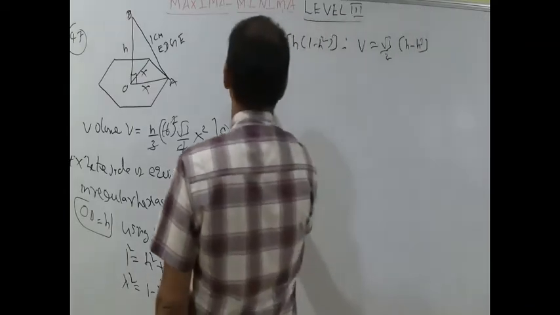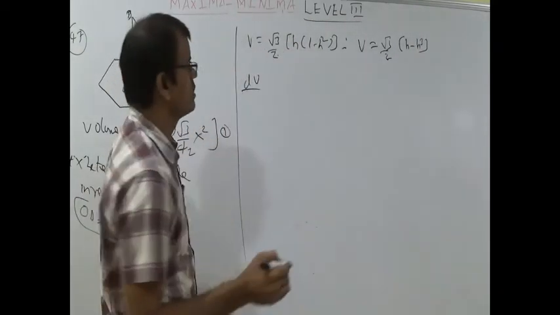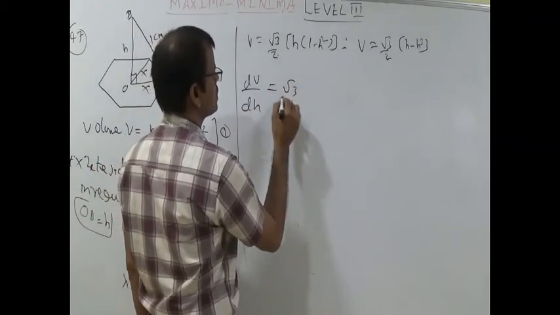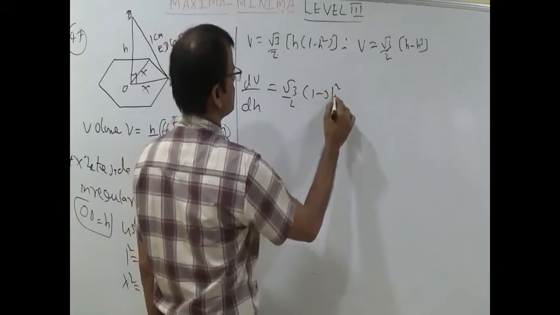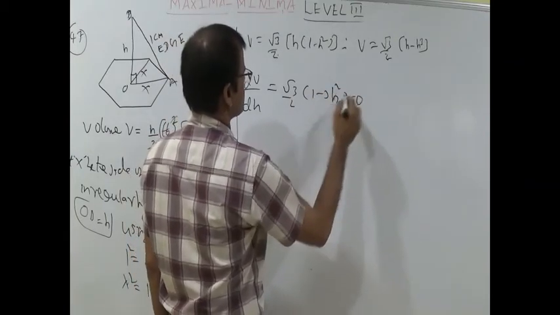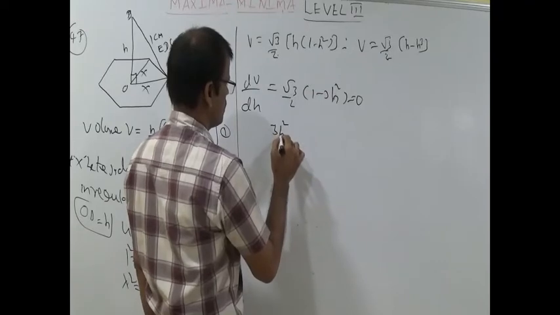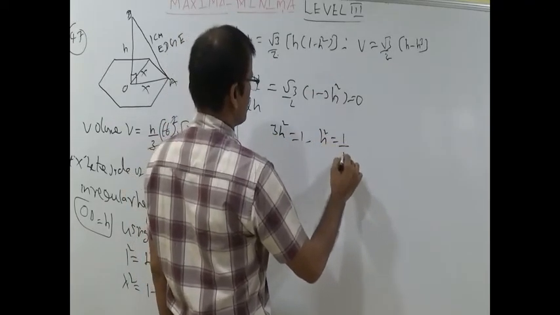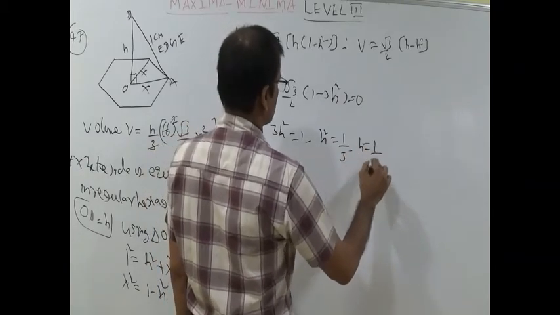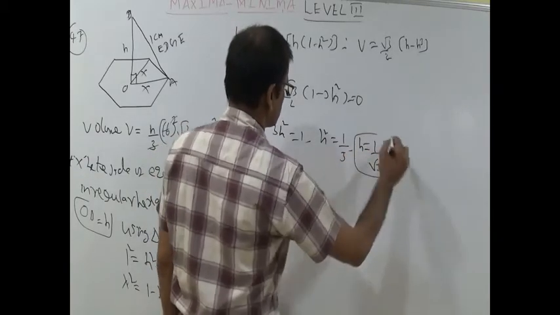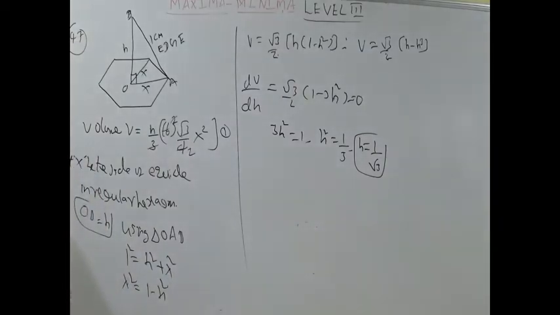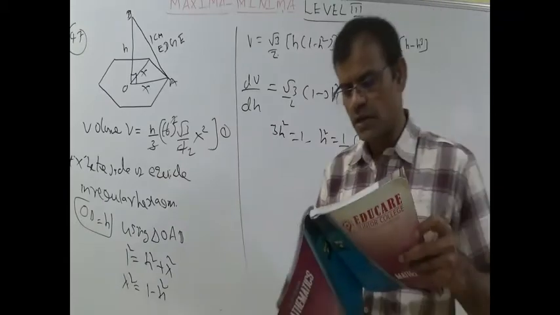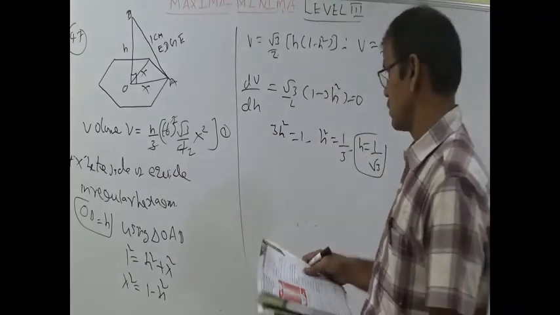To calculate whether the volume is minimum or maximum, dV by dh is equal to root 3 by 2 into 1 minus 3h square. 1 minus 3h square equal to 0, 3h square equal to 1, h square equal to 1 by 3, and h is equal to 1 by root 3. Let us see what the question asked, whether height or volume. If they ask volume, you can multiply; height only is asked. Here it is the third option, 47, third option.